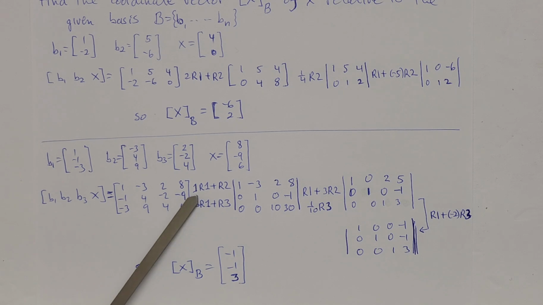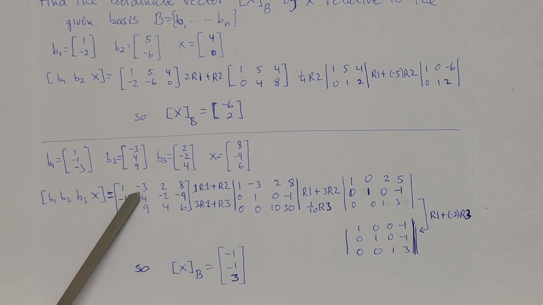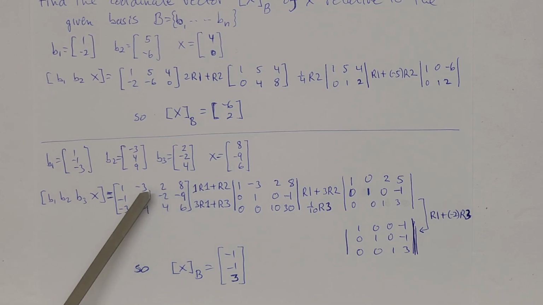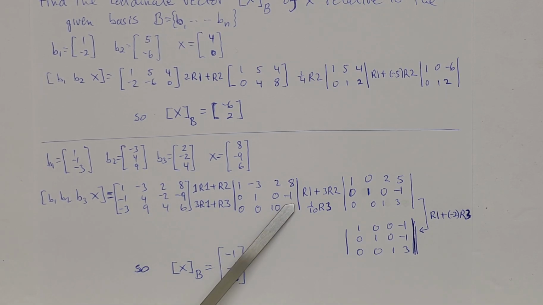So 1 times 1 gives me 1, subtract 1 gives 0. 1 times 3 is 3, -3 plus 4 gives me this 1. 1 times 2 is 2, 2 subtract 2 gives me this 0. 1 times 8 is 8, 8 subtract 9 gives me this -1.